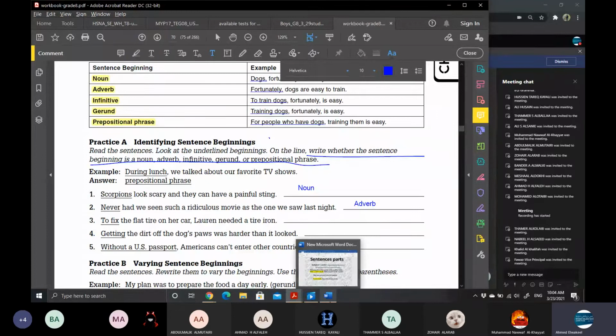Muhammad, number three: To fix the flat tire on her car, Lauren needed the tire iron. What part of speech is the underlined word? Preposition. Good point, Muhammad. Thank you very much.